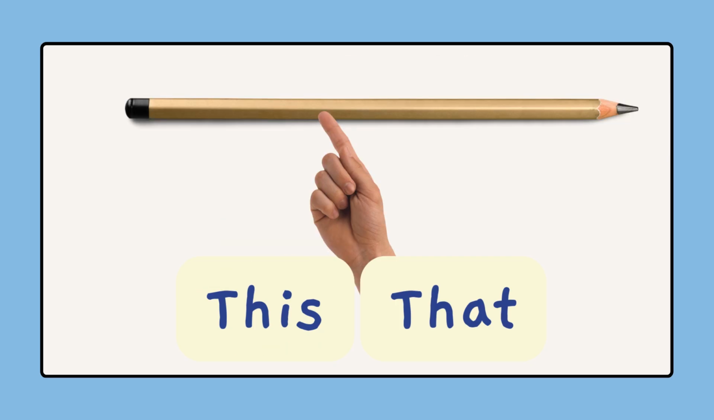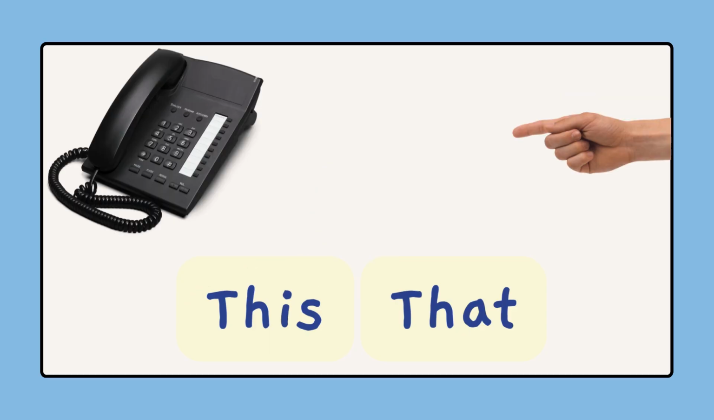This or that? This. This is a pencil. This or that? That. That is a telephone.